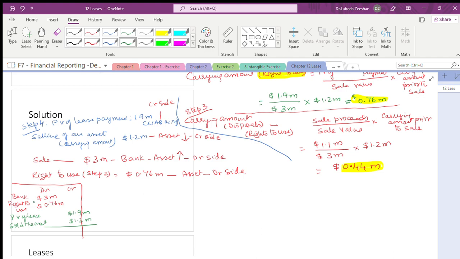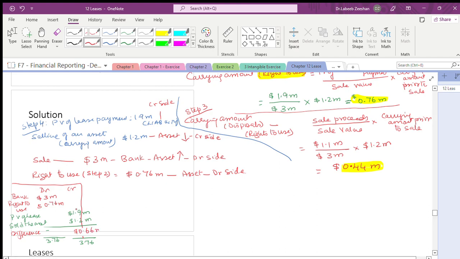3.76. Fine. Where is the difference? Difference is on the credit side. How much is the difference? It is nothing but 0.66. What is this 0.66?